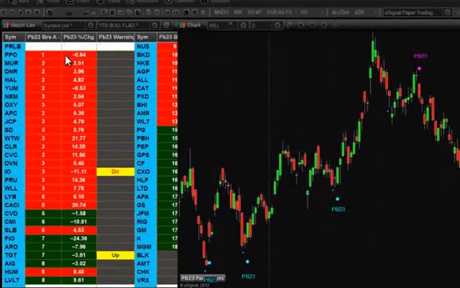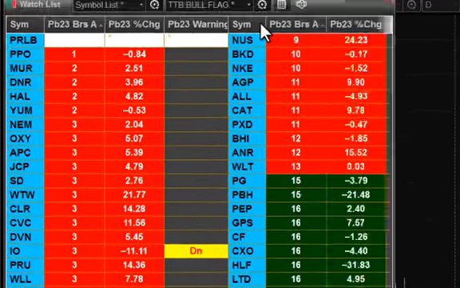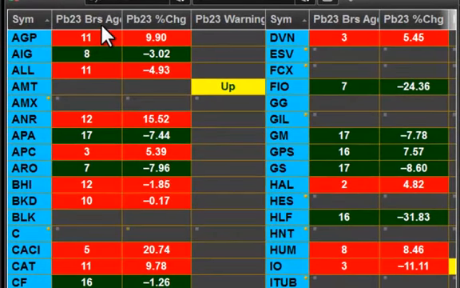You can see here on the watch list we have applied the TTB Pullback 23 indicator, and it's showing you how many bars ago one of these signals occurred and what the percent change has been since the signal. And then this warning signal here tells you when they're setting up.